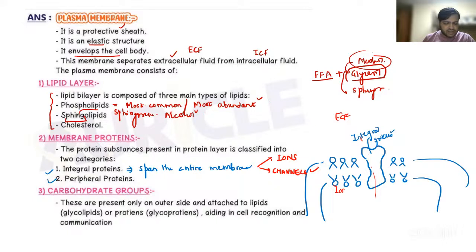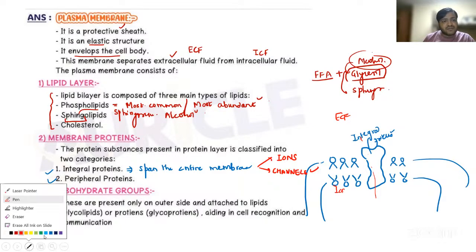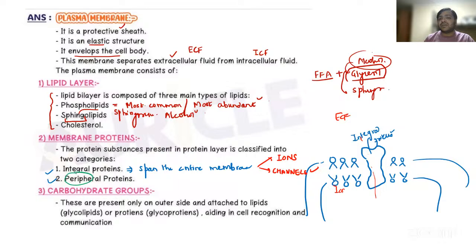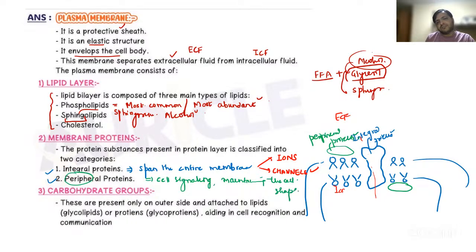Coming on to the peripheral proteins. Obviously, the name suggests periphery. They are either located outside or they are located inside. They are just located on the periphery, so they are called peripheral proteins. Now these peripheral proteins help in cell signaling, and they also help in maintaining the cell shape.